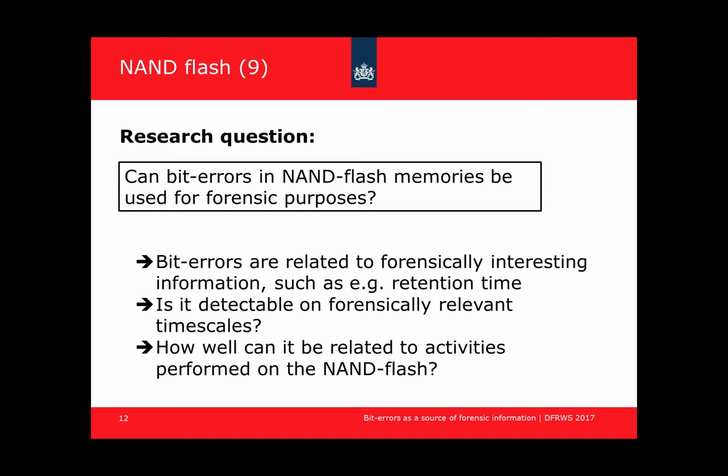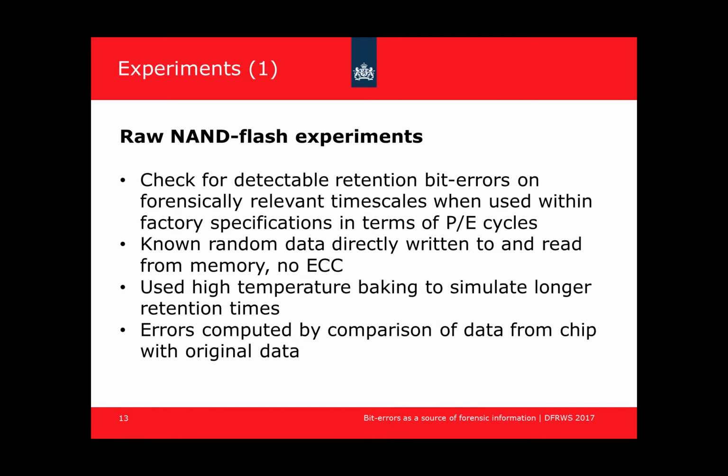But the question is, in a forensic setting, are these sources large enough to change over the periods where we are interested in? Typically in a forensic investigation, you are interested in changes which occur over periods of weeks or months. So the question is whether any changes in bit errors occur on those time scales. And also, in a more realistic user scenario, to what extent can bit errors be related to the activities that are actually performed on a NAND flash?